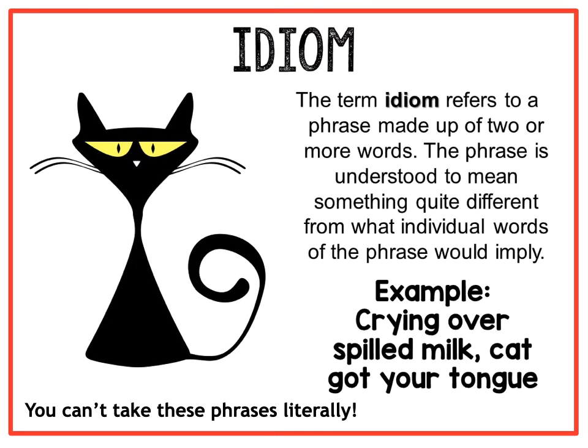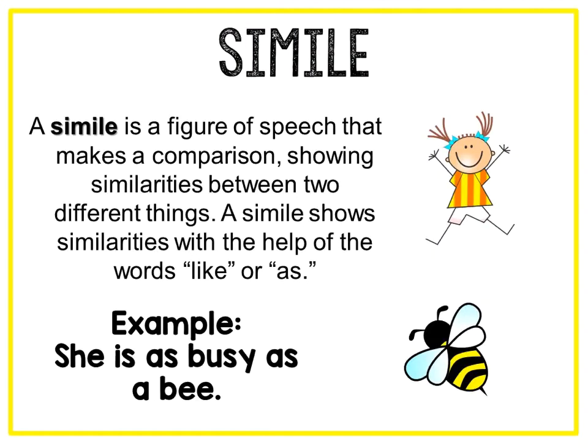Idiom. This is a term that refers to a phrase made up of two or more words. The phrase is understood to mean something quite different from what the individual words of the phrase would imply. Example, crying over spilt milk, or a cat got your tongue. You can't take these phrases literally. It just means that you are unable to speak or that you're upset about a situation that has already happened.